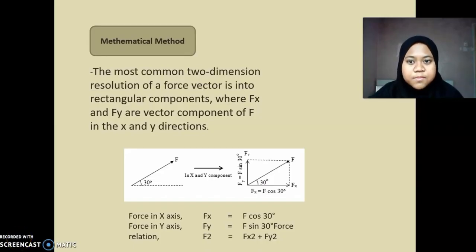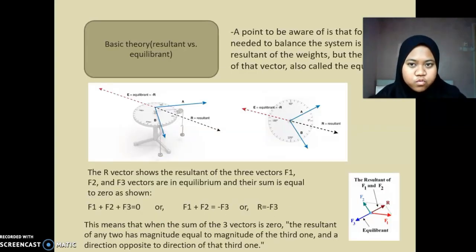Mathematical method. The most common two-dimensional resolution of a force vector is into rectangular components, where Fx and Fy are vector components of F in the x and y directions. So the force in the x-axis, Fx, is F cos 30, and the force in the y-axis, Fy, is F sin 30. The relation is F squared equals Fx squared plus Fy squared.